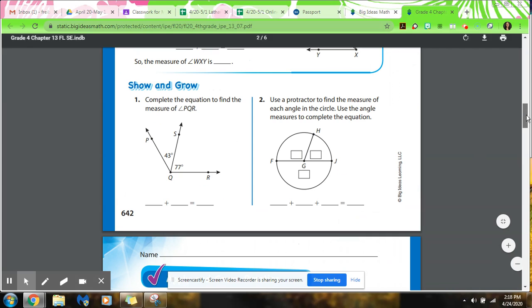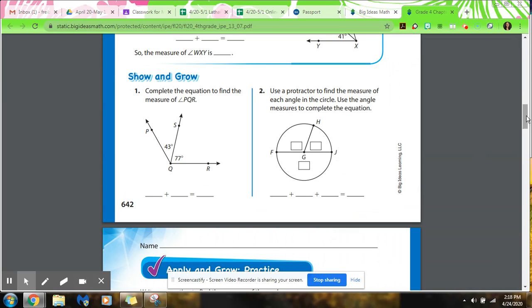All right, we have two practice problems here. It says complete the equation to find the measure of PQR. So looking back, we're looking at PQR and the total. We have angle number 1 here and angle number 2 here. Angle number 1 is 77 and angle number 2 is 43. So if I were to add those together, you would get a total of 120 degrees.